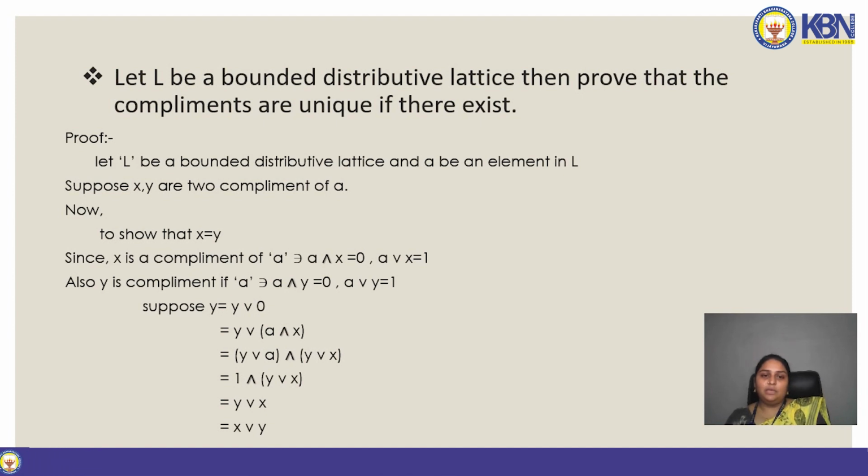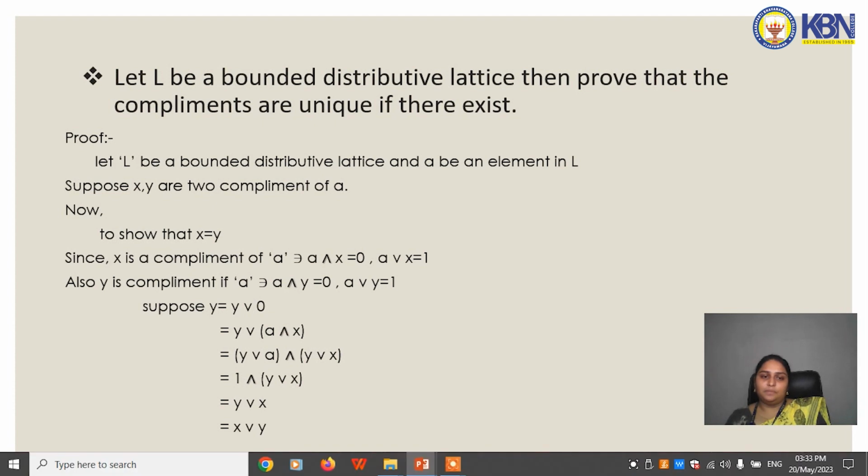But from equation 2, we have that A join y is equal to 1. That means in place of y join A, we can write 1. Since the commutative law holds, A join y or y join A, the result is the same. So 1 meet (y join x). Every element meeting with 1 results in the same element. That means 1 meet (y join x) is equal to y join x.